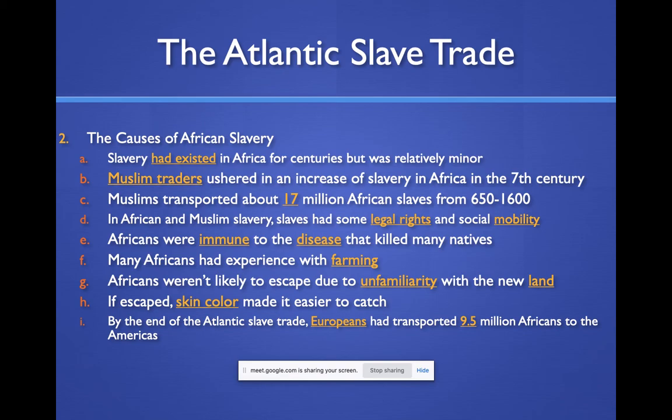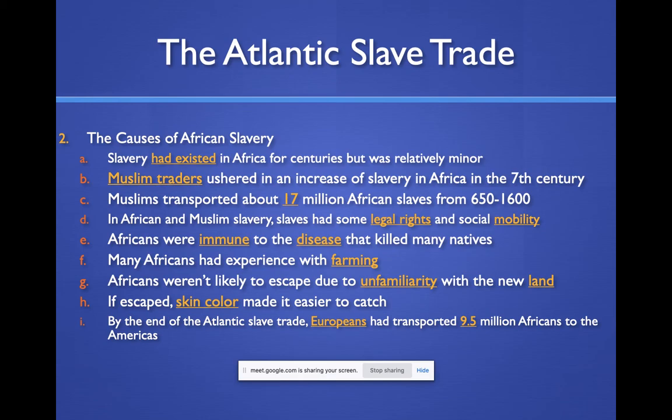The Muslim traders that came in the 7th century, which is the 600s, are going to increase slavery, and they're actually going to transport 17 million African slaves in a period of about 1,000 years, which is an obscene number of people to be taken from Africa. But in the system with the Muslims, they did allow the slaves to have legal rights, and they were able to move up and eventually buy their freedom. When we talk about slavery in the Americas, North and South America, there are no legal rights for slaves, and they cannot buy their way to freedom.